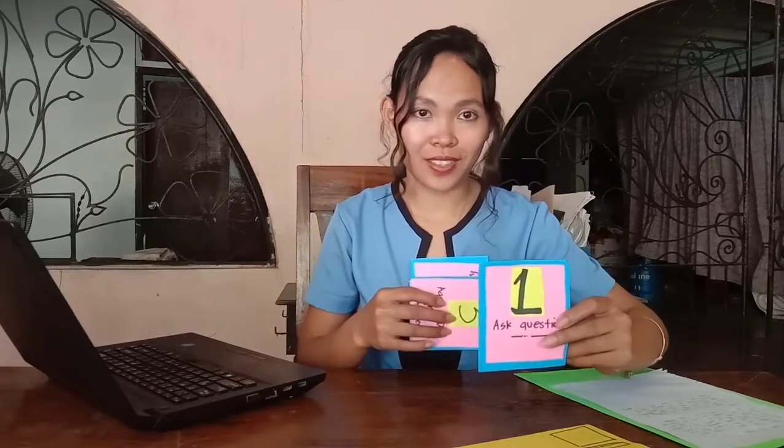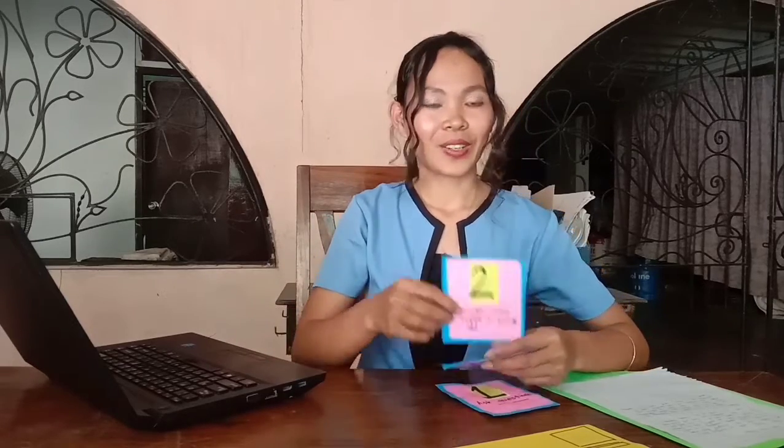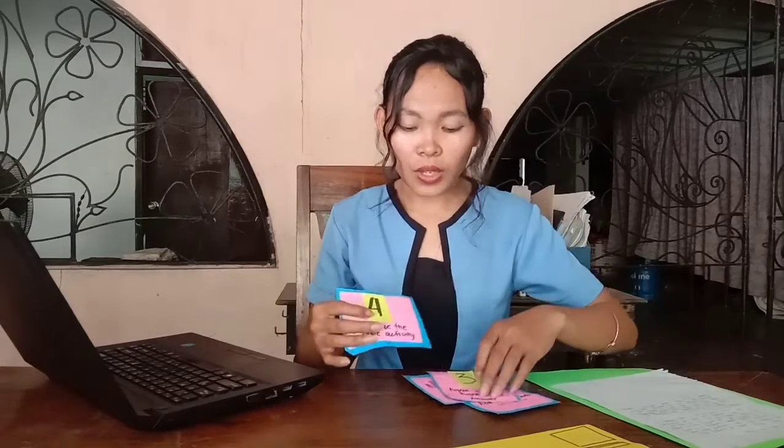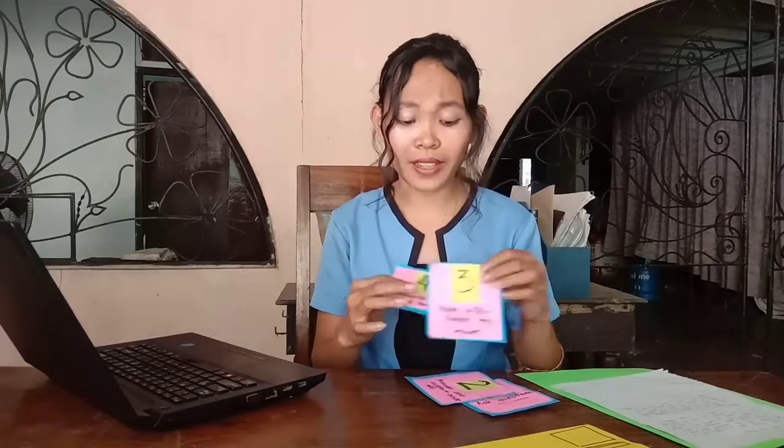Those who receive number 1 are going to ask questions. The person who receives number 2 is going to answer and support the answer with evidence. Those who receive number 3 are going to agree or disagree with the answer of number 2. And the person who receives number 4 is going to summarize the questions, the answers, and the evidence of the lesson. This numbered heads activity is also applicable for grouping activities.